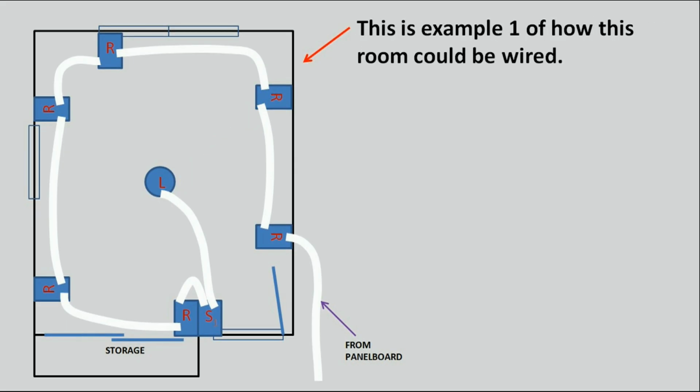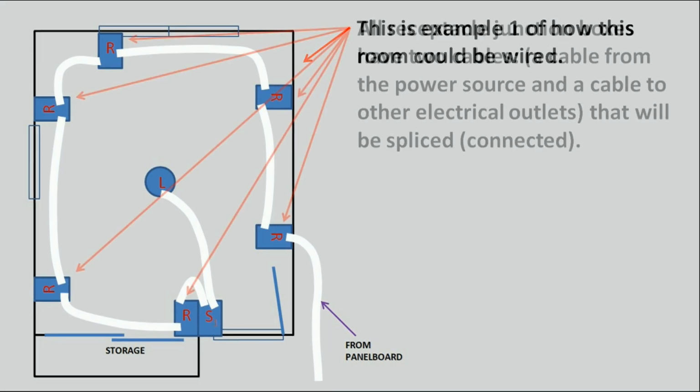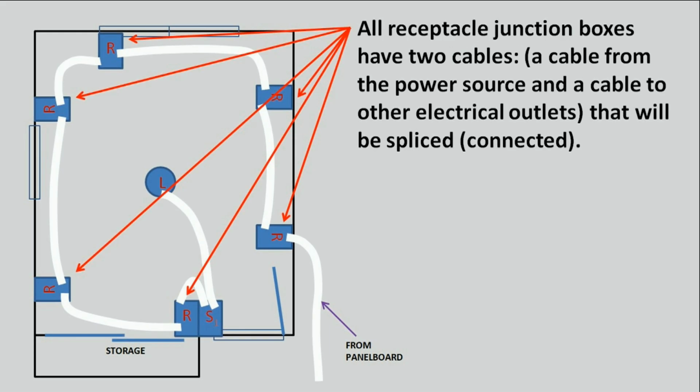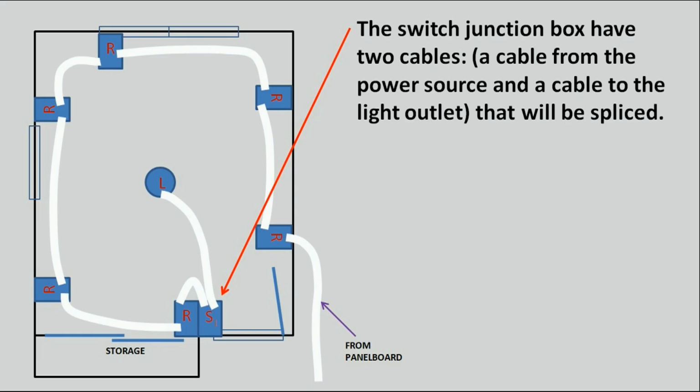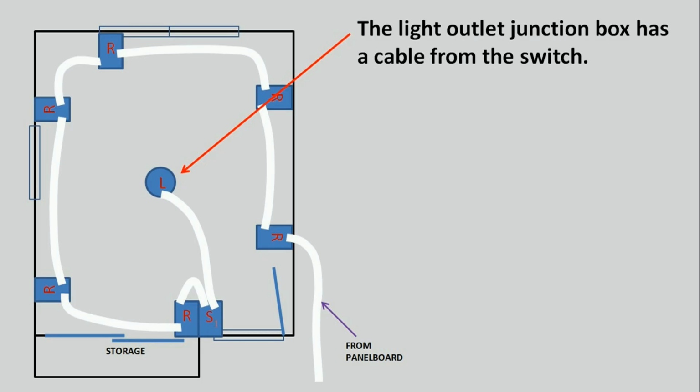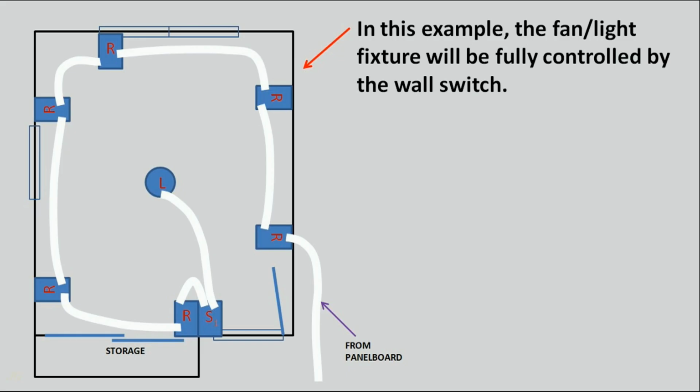This is example 1 of how this room could be wired. All receptacle junction boxes have 2 cables, a cable from the power source and a cable to other electrical outlets, that will be spliced, connected. The switch junction box has 2 cables, a cable from the power source and a cable to the light outlet, that will be spliced. The light outlet junction box has a cable from the switch. In this example, the fan light fixture will be fully controlled by the wall switch.